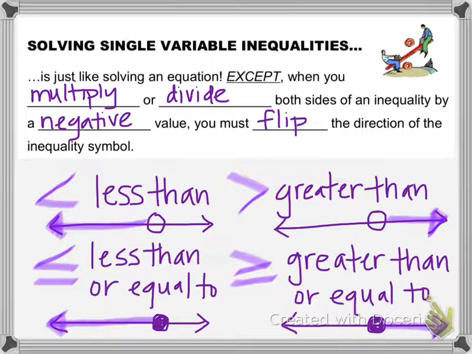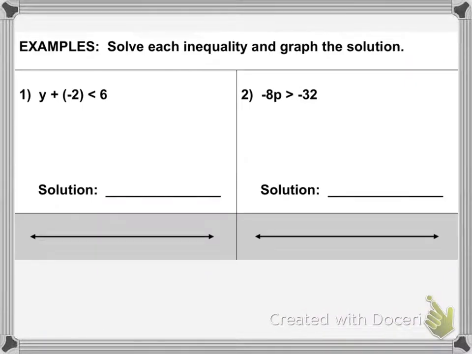But we'll do lots of practice. So we have 8 examples that we're going to solve, and then I'll show you how to graph them on the number line. Remember, it's just like solving equations. The only thing you have to remember is that extra rule that only applies if you're multiplying or dividing both sides by a negative number. And in that case, we'll flip the direction of our inequality symbol. Let's take a look at number 1.